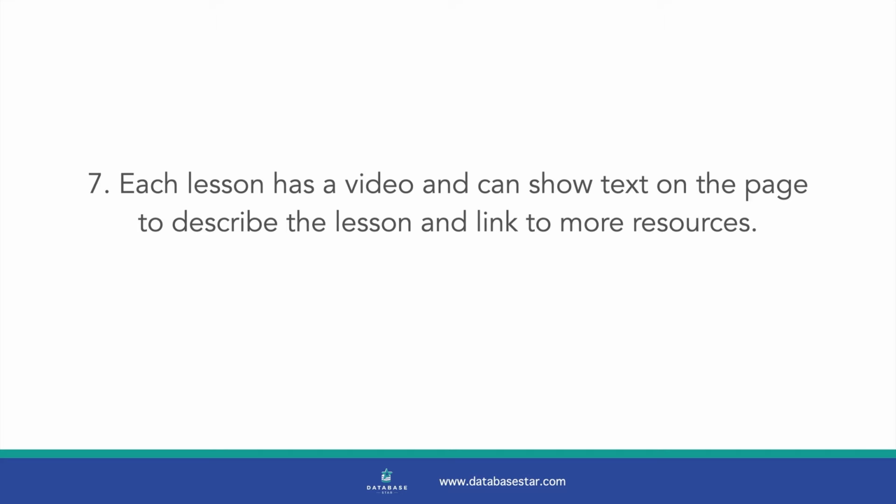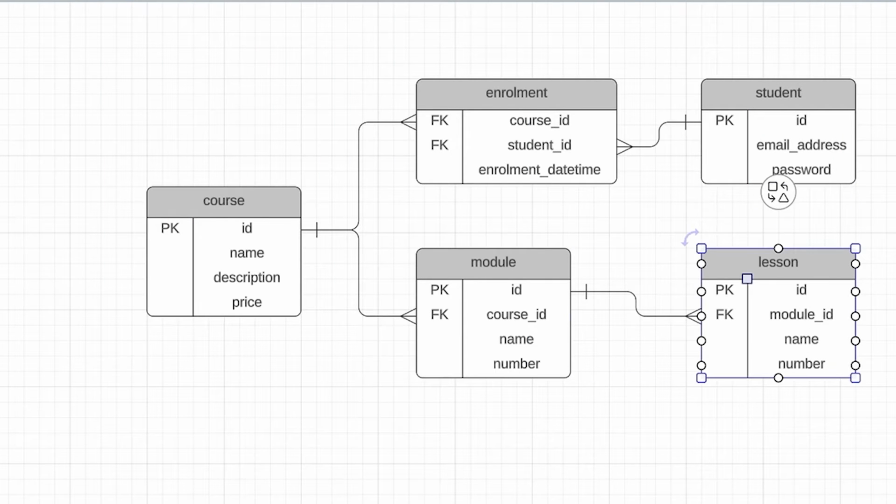Requirement 7 is about what is shown for a lesson. There is a video and some text which can include lesson information and links. On the diagram, we can add a column to the lesson table to capture the URL of the video. We can assume that there's a feature in the application to either upload a video or link to an existing video. In either case, we don't want to store the actual video file in the database table. We want to store a reference to it, and that's what this column is.